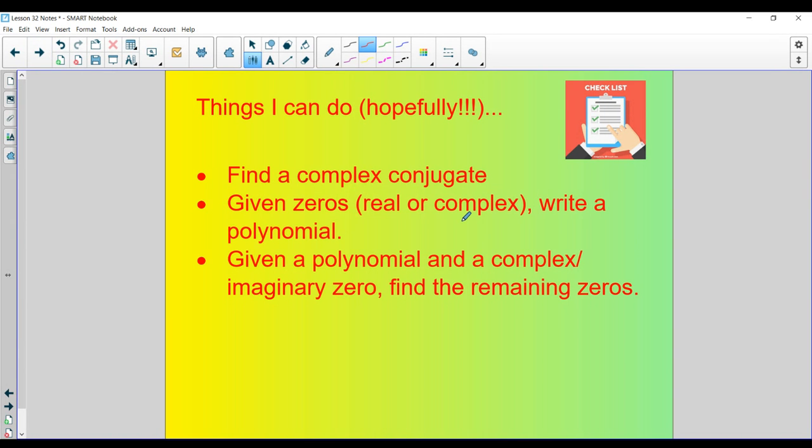All right, so you should be able to find a complex conjugate. With those complex conjugates, you should be able to write a polynomial that has real numbers involved in it, no imaginary numbers in there. And then take that idea and be able to find remaining zeros of a polynomial, given if I give you what the imaginary or complex zeros are. All right, so that's lesson 32 from chapter 4.